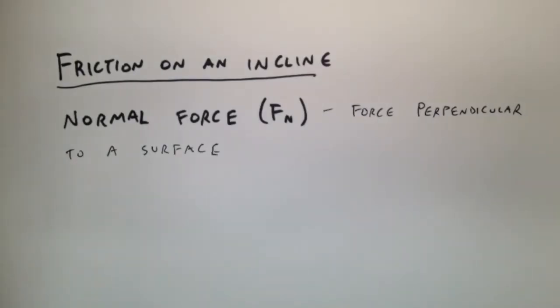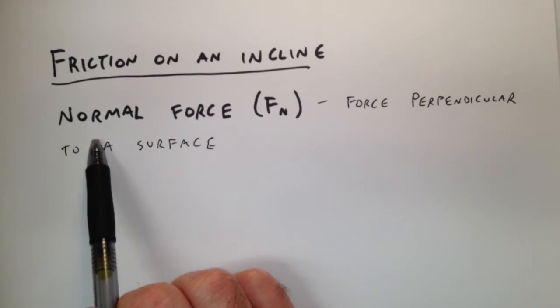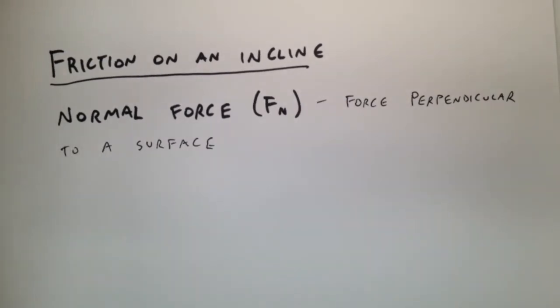In typical English, the word normal means ordinary. Normal does not mean ordinary in mathematics. In mathematics, normal means perpendicular for some reason.